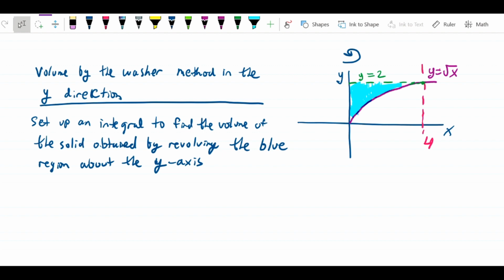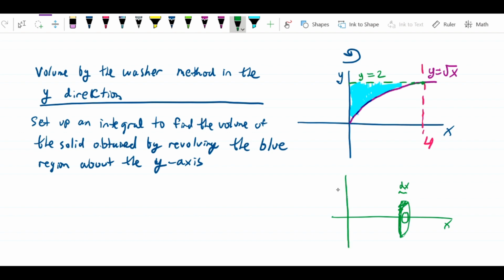So the thing to note here is that when I was doing this in the x direction, let me just draw another line here. Imagine this is the x-axis. What I was doing was I was finding washers that looked sort of like this. So they were either discs, or maybe they had a hole in the middle. They were washers, and their thickness was dx. That's what happens when you revolve a curve around a horizontal axis.